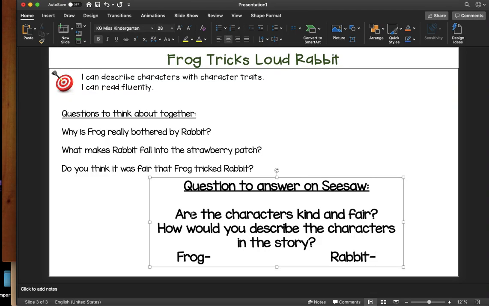Again, you are writing down if you think the characters are kind and fair, and how would you describe the characters in the story? How would you describe Frog and Rabbit?